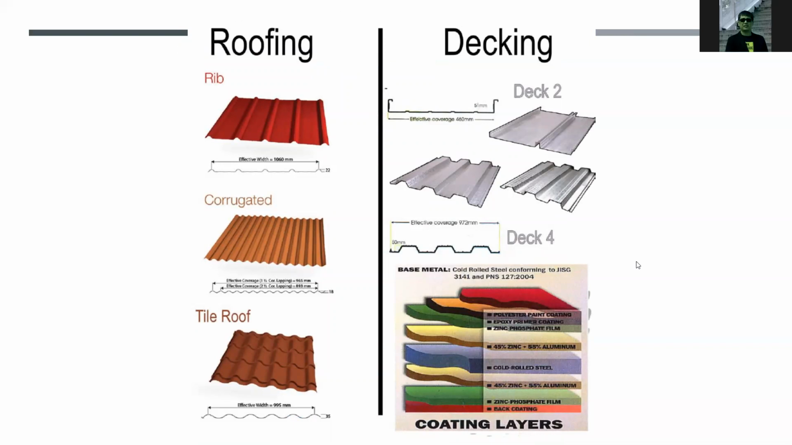Steel is also used to make roofing. These are the different types of roofing. We can create a rib type. These are corrugated, and this is the tile roof. And steel can also be used for decking.